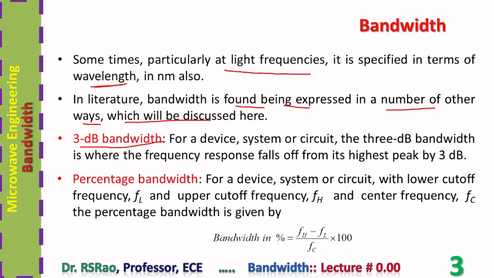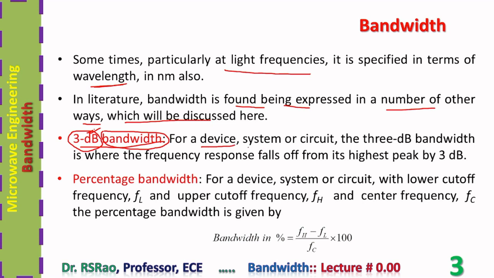3 dB bandwidth. 3 dB bandwidth consists of two terms. Bandwidth is the band, range of frequencies, for which performance is satisfactory. Then what is this 3 dB? 3 dB specifies the limits. It gives information pertaining to the limits of the range. Here, 3 dB points are the limit.